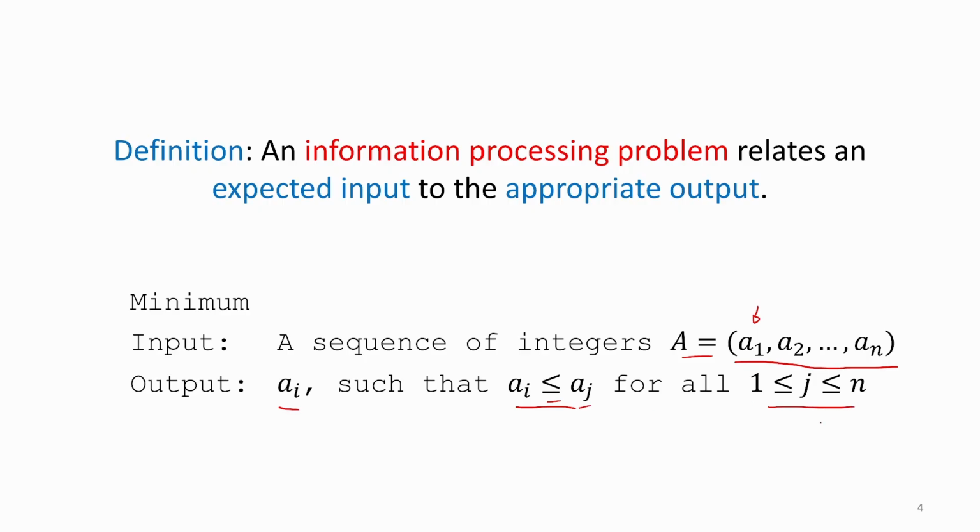That allows there to be ties, in case all of them are 1, in which case there's still a minimum, it's 1. But this is just going to be a definition of how the input is related to the output. That's going to help us know if our algorithm is correct for this problem. It stipulates what is the correctness criteria for this problem.